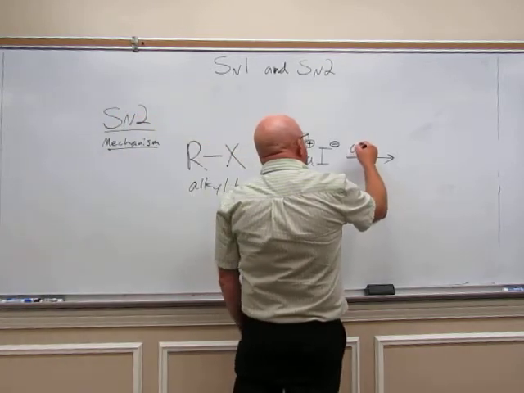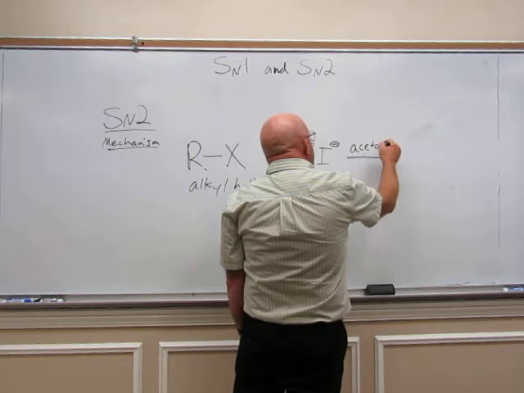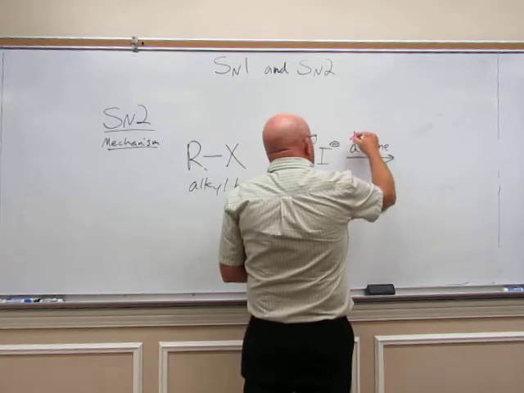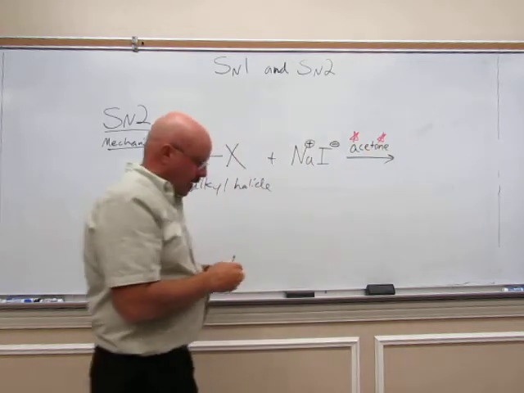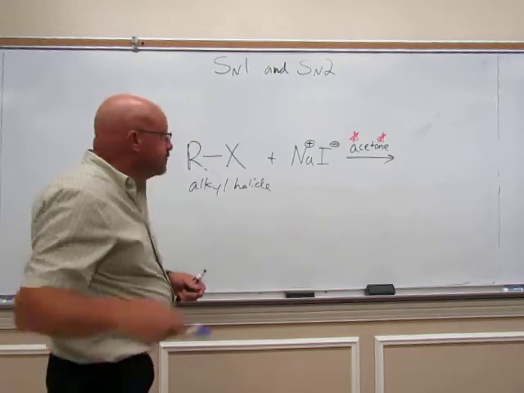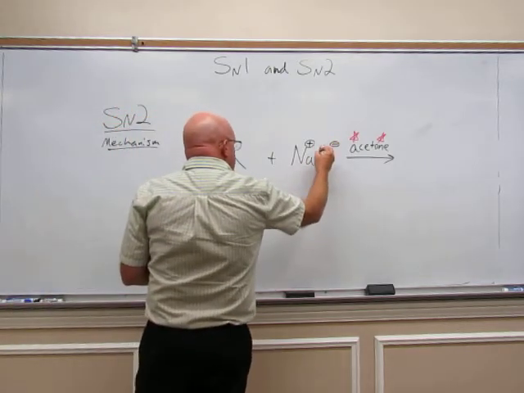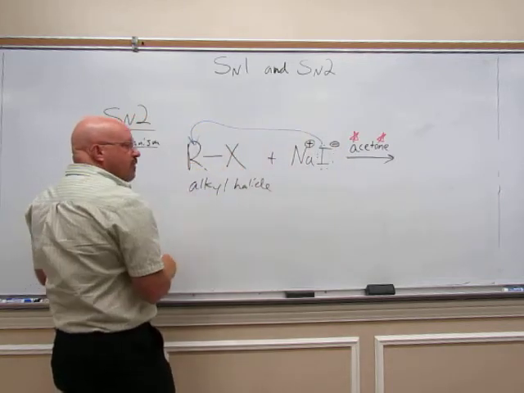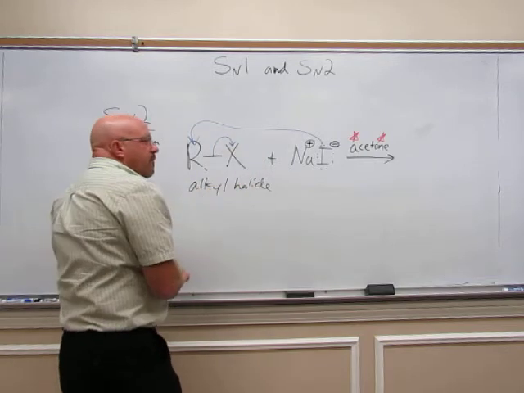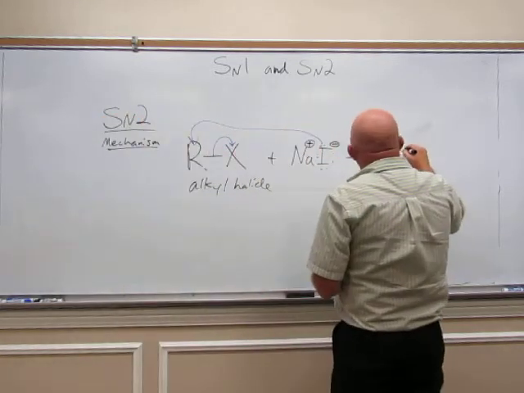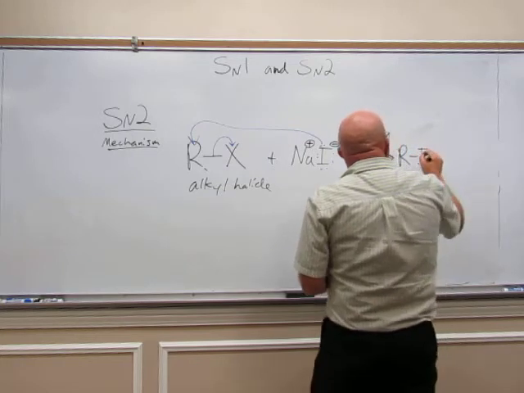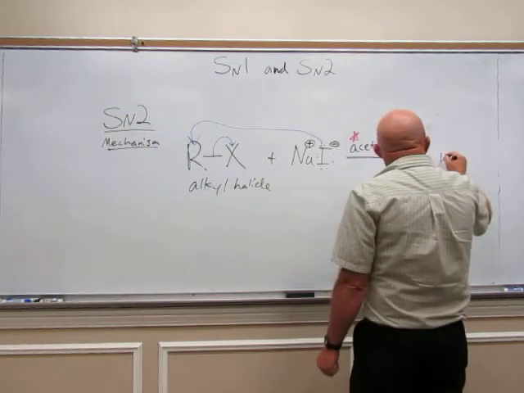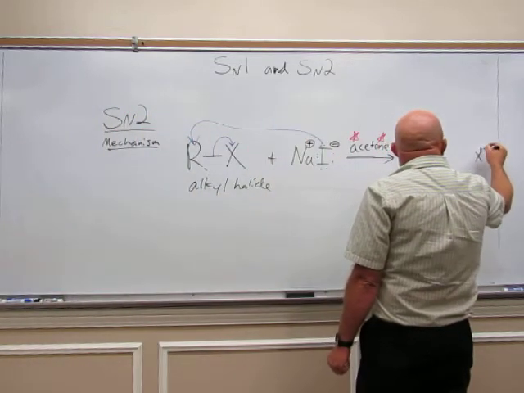I talked about this in lecture. We're going to do the reaction in acetone, and that is important, that it's in acetone. The mechanism for the reaction: our nucleophile, our iodide, will attack the carbon that has our leaving group and kick off the leaving group, and we have substituted the iodide on. Now, what got kicked off is an X minus.